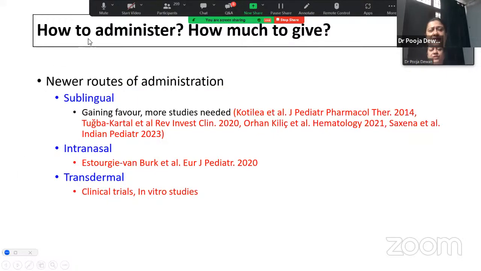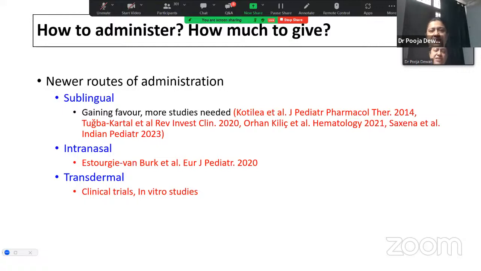There are certain newer routes of administration. So you have the sublingual route, which is gaining favor these days. We have a few pediatric studies on the use of sublingual. The earliest usage was in 2014 in a child with malabsorption. It is a case report. Subsequently, there have been comparative studies on oral, meaning sublingual, and parenteral therapy. Recently, we did a study which was published in Indian Pediatrics on the therapeutic use of sublingual B12 in children. Again, our study also showed that the duration of therapy has to be longer than 6 weeks.